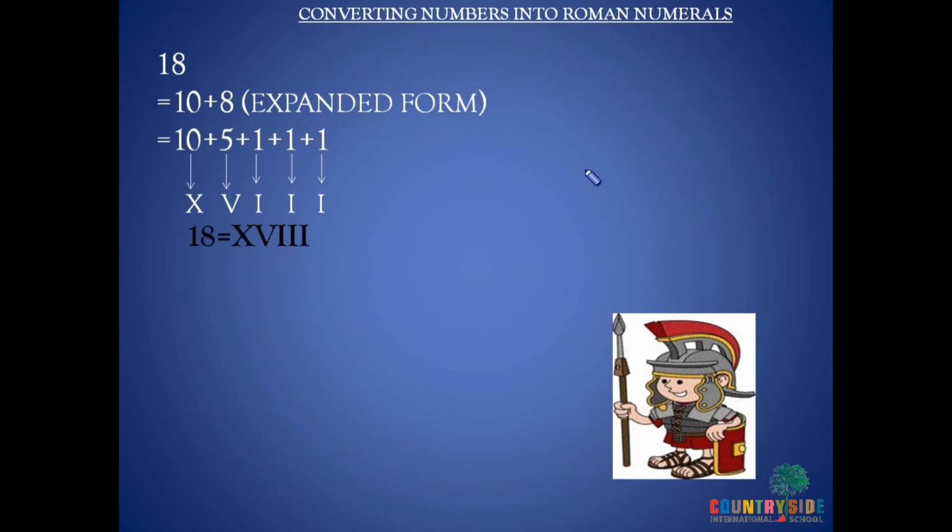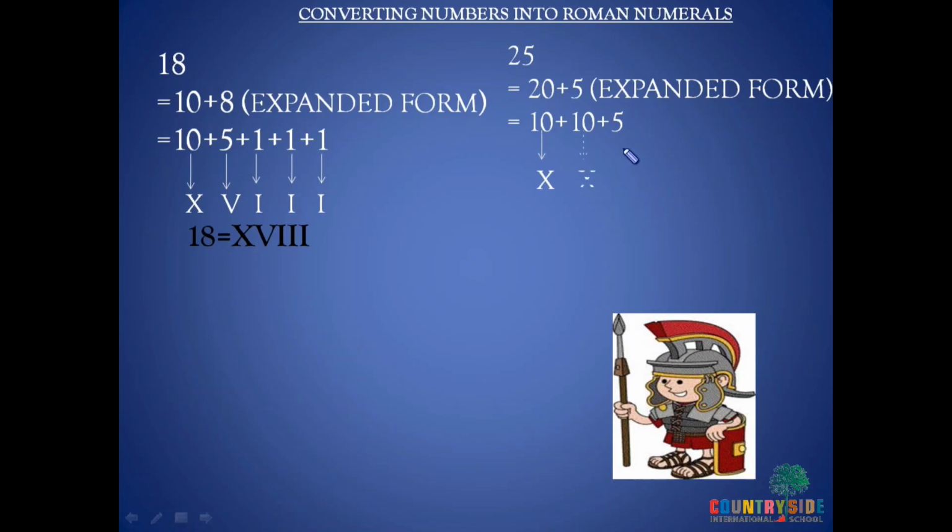Clear? The next example is 25. First I'll write the expanded form, that is 10 plus 10 plus 5. Because I have symbols for these in the Roman numerals, I expand them in the same way. For 10 I have X, for 10 I have X, and for 5 I have V. I'll combine them to get my answer for 25.